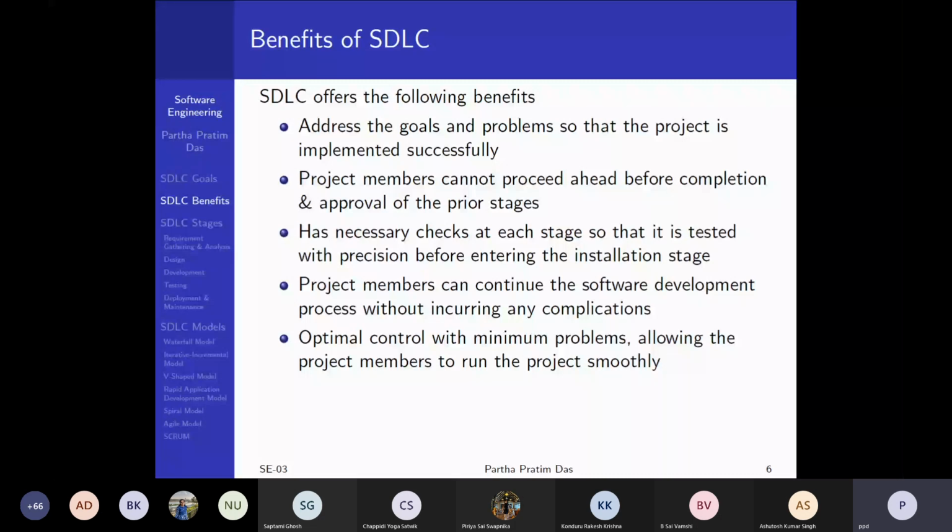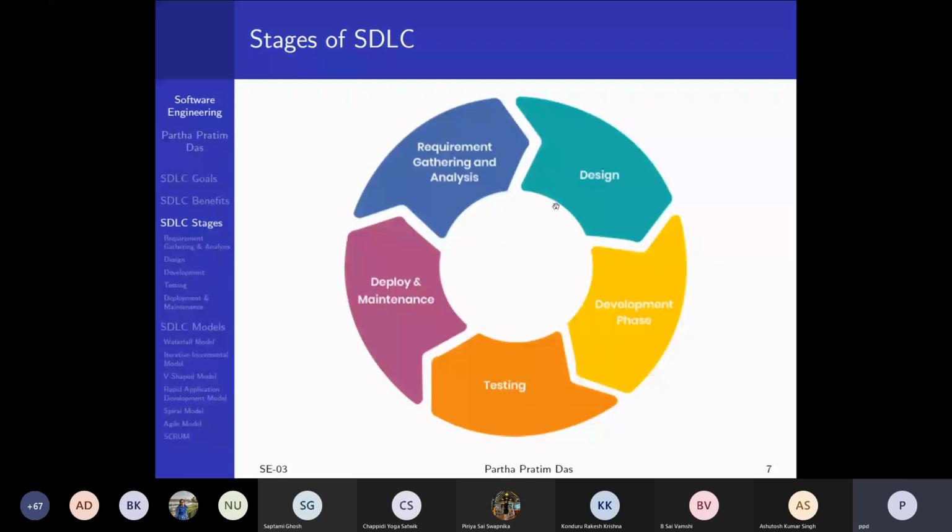Optimal control with minimum problems is what SDLC will try to ensure for you. Okay, having said that, let us look into the basic stages of SDLC. Subsequently, we will look at a different set of models, and every model will try to engage these stages in one way or the other, in differently or similarly interconnected ways.